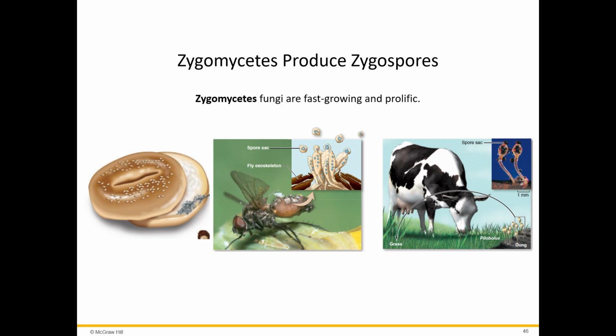There's only a few human pathogens that are Zygomycetes. Rhizopus has the potential to be one. Mucormycosis is another potential pathogen, and then there's select few others.